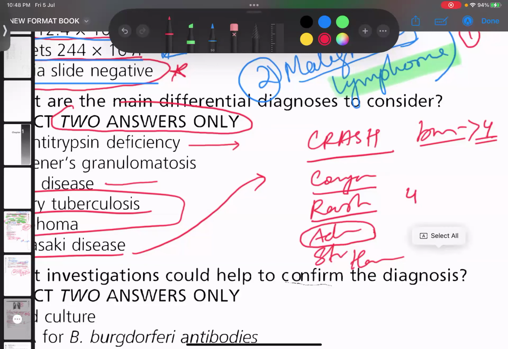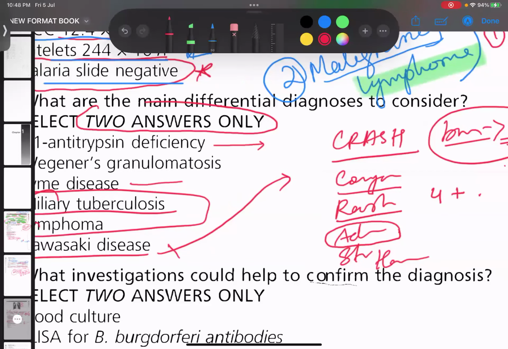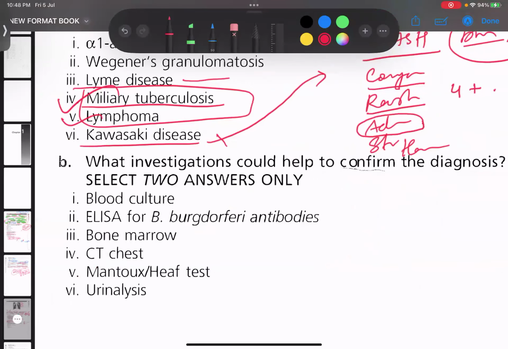There should actually be 4 features plus a history of fever for more than 4 days for us to be convinced that this is a case of typical Kawasaki disease, because there are atypical forms as well. So this is also absolutely out. Okay, so we are keeping two differentials in mind. One is TB, one is lymphoma, but I'm considering more of TB because of the history.